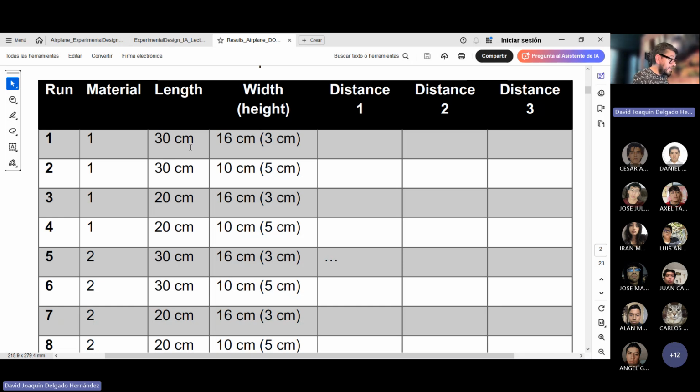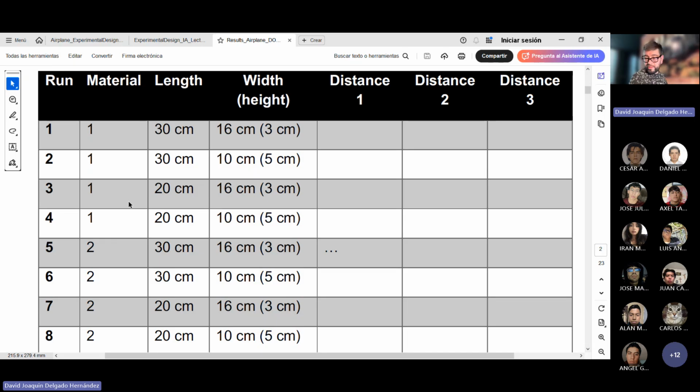As you can see, it is here, it was 30, now it is 20. But the width is, as in the first case, 16 centimeters, okay? With 3 centimeters height. The fourth combination, you have the first material, but now the short length and the narrow width, okay? Which is 1, 20, and 10. So if you see, I repeat this 4 combination, but now with material number 2. So I am going to have these 8 different combinations, okay?